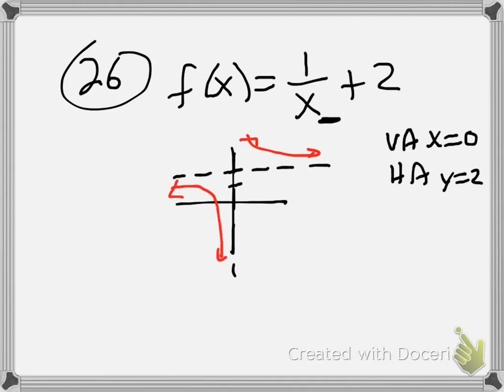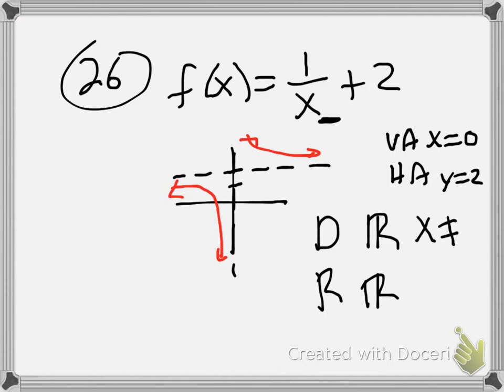Once you have your vertical and horizontal asymptotes, remember it's very easy to find your domain and range for these. Your domain and range are always going to be all real numbers for both. Your domain is going to be all x's except for your asymptote. Same thing with your range, it's going to be all except for your asymptote.